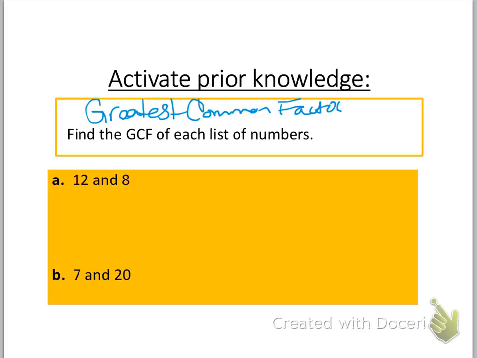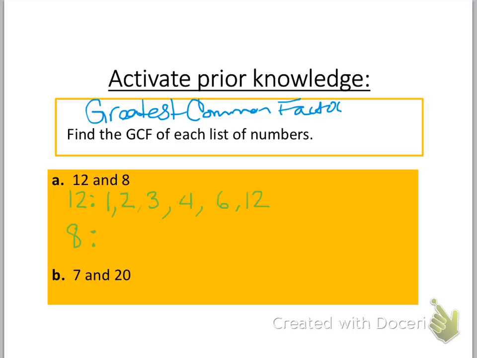Factors are things that multiply together to give you that number. So the first thing that we want to do is make a list of all factors of those two numbers. So factors of 12: 1 times 12, 2 times 6, 3 times 4. Now you'll notice the way that I wrote that out. I always start with 1 and I think about what factor I need to multiply it by to give me 12. And then I notice when I get to the middle there are no more numbers and I know I've gotten every single factor.